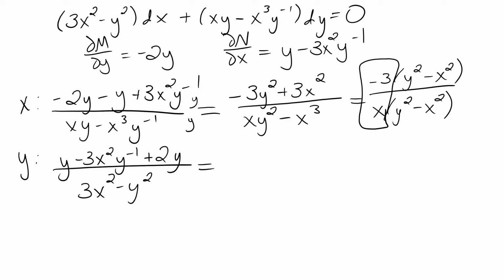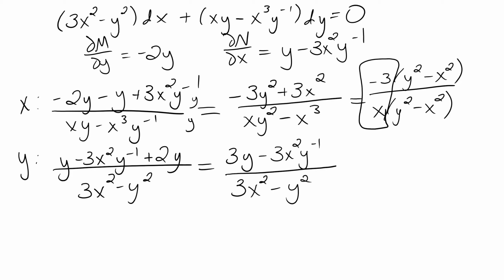Now I could try to see if it worked for y. The problem in y, though, is I am going to have 3y minus 3x squared y to the negative 1. So that looks promising. I have 3x squared minus y squared. If I multiplied through everything by y, I'm going to have a 3y squared minus 3x squared in the numerator. That looks pretty good. I could pull out a 3. In the denominator, I have to also multiply it by y.